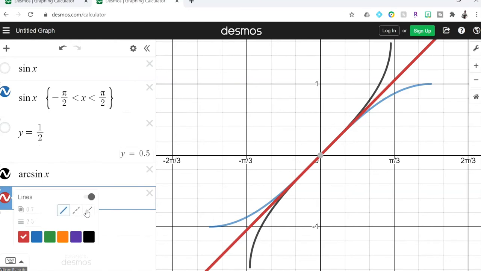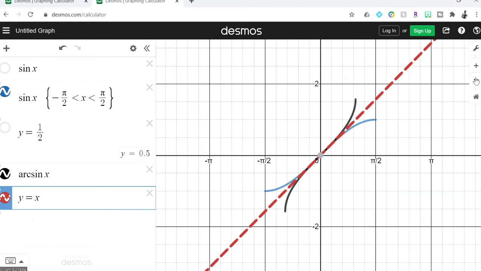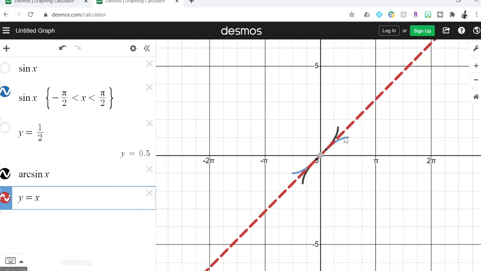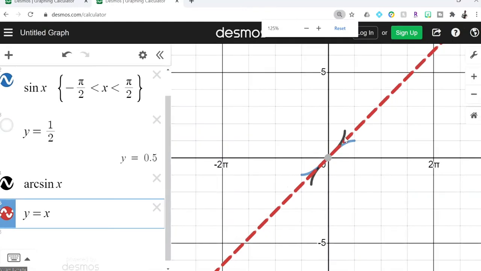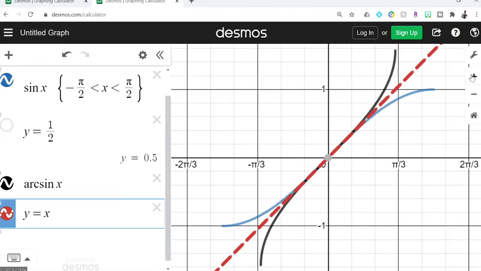Now let's make that a dashed line. There you go. And zoom out a little bit, and we can see that they are reflected over y equals x. That's zoomed out too much. Go back in. I think you get the point. Sometimes Desmos gets funny when I start zooming in and zooming out using Control plus and minus. But that just kind of shows you how they're reflected there.